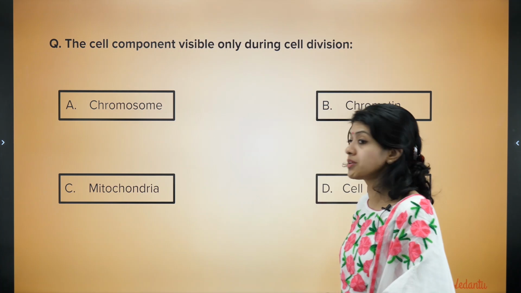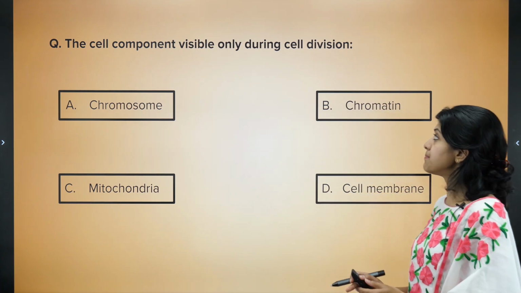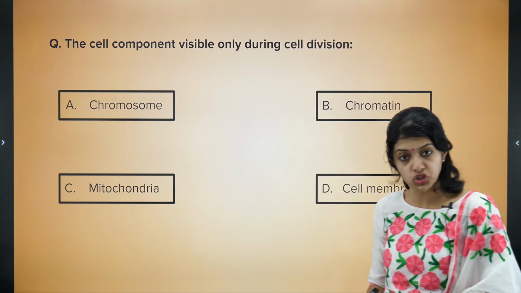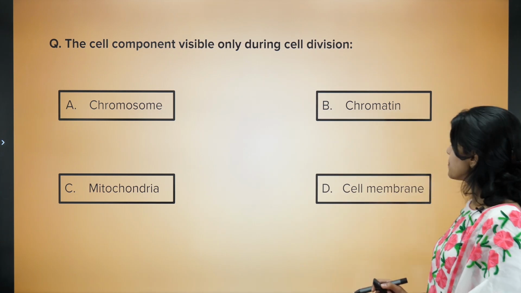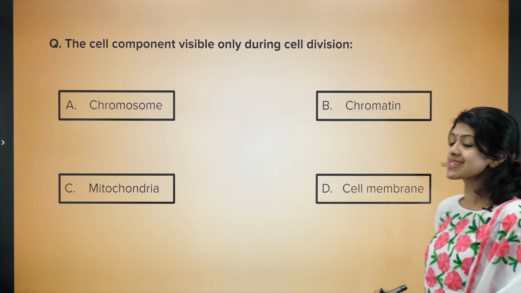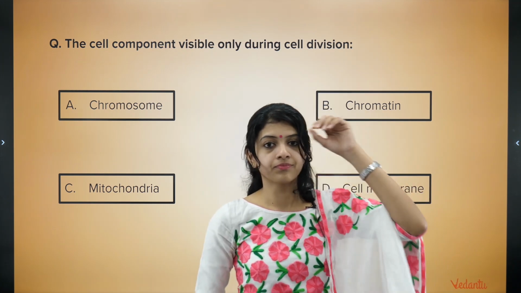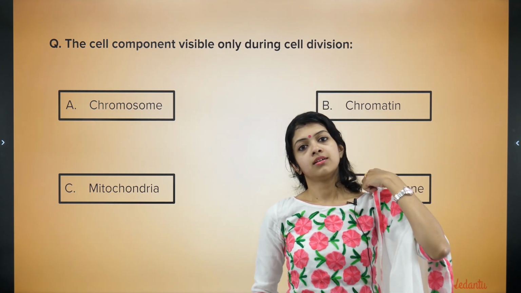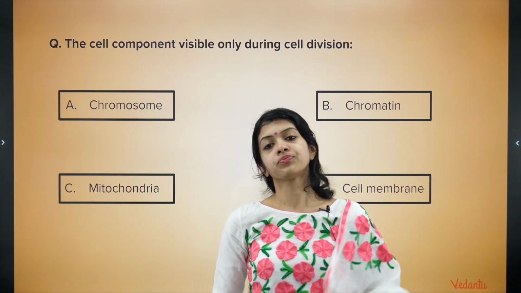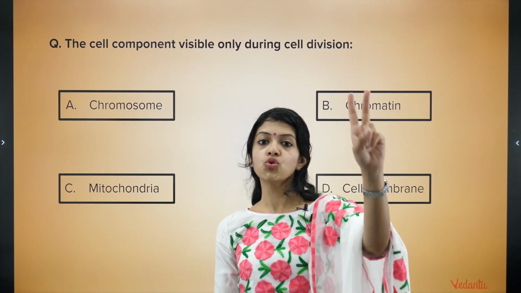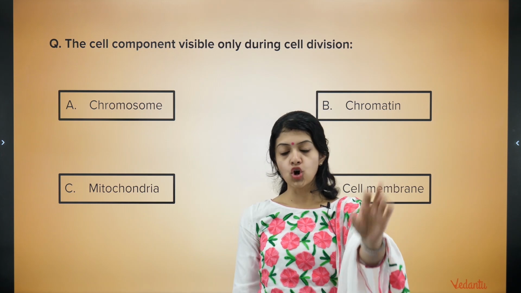Coming to the next question, the cell component visible only during cell division. Chromosome, chromatin, mitochondria, and cell membrane. Again, be very, very quick with your answers, children. 5, 4, 3, 2, 1, go.